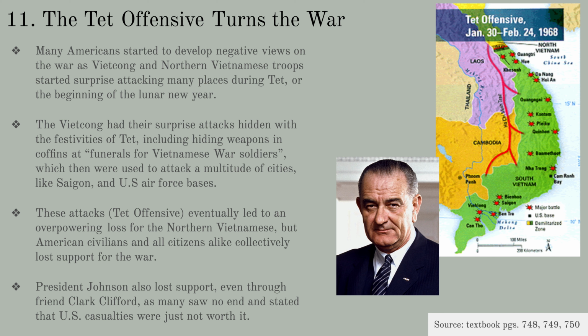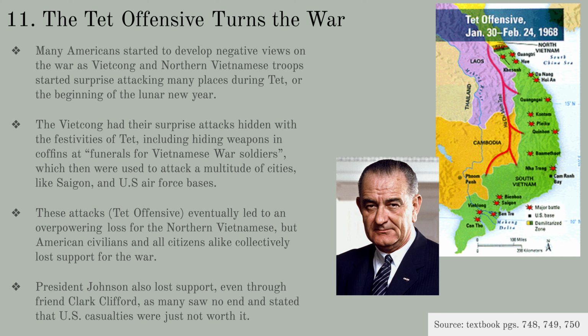The Viet Cong had their surprise attacks hidden with the festivities of Tet, including hiding weapons in coffins at quote-unquote funerals for Vietnamese war soldiers, which then were used to attack a multitude of cities like Saigon and US Air Force bases. These attacks, or the Tet Offensive, eventually led to an overpowering loss for the northern Vietnamese, but American civilians and all citizens alike collectively lost support for the war.